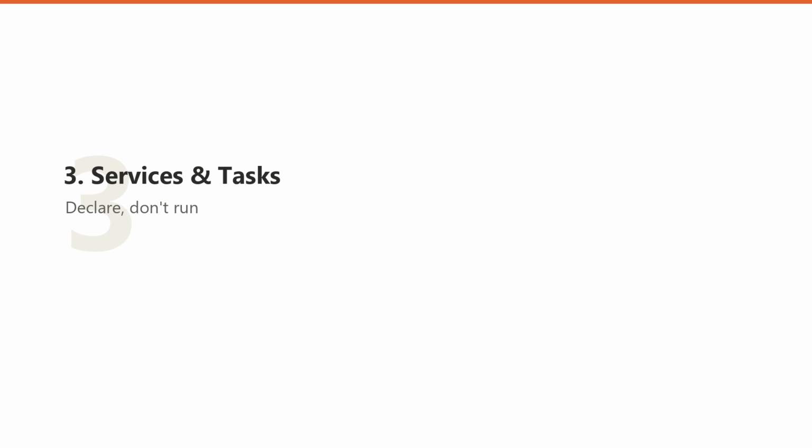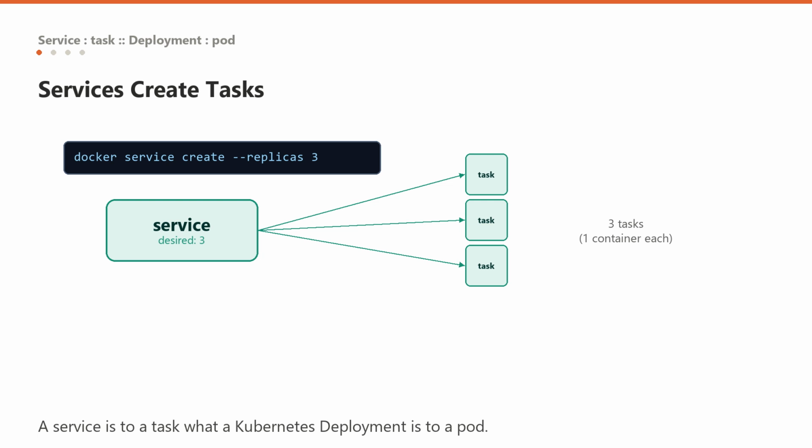Concept 3. Services and tasks. In Swarm, you don't run individual containers. You create a service. A service is the definition of your app: this image, this many replicas, these ports, the desired state. When you run docker service create with 3 replicas, Swarm creates 3 tasks, and each task is a single running container placed on some node in the cluster. If that sounds like a Kubernetes deployment creating pods, it's the same idea. A service is to a task what a deployment is to a pod. You declare the service, Swarm schedules the tasks.